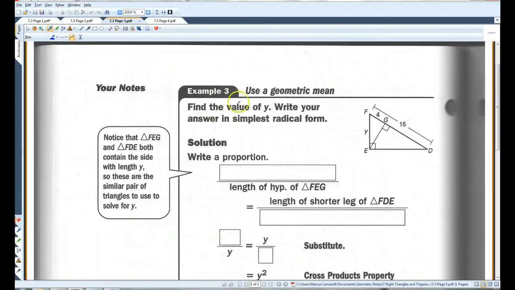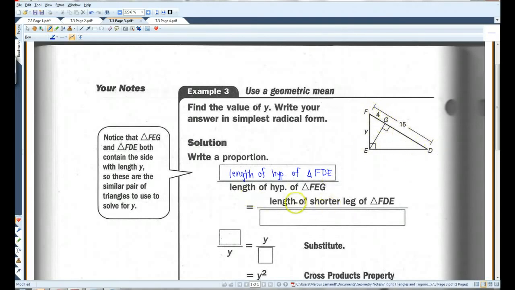Find the value of y. Write your answer in simplest radical form. Okay, so they're not looking for a decimal answer here. They want an exact answer. Okay. First thing, write a proportion. You know you have 3 similar triangles here. So the length of hypotenuse triangle FEG corresponds with the length of the hypotenuse of triangle FDE. That's the whole triangle.